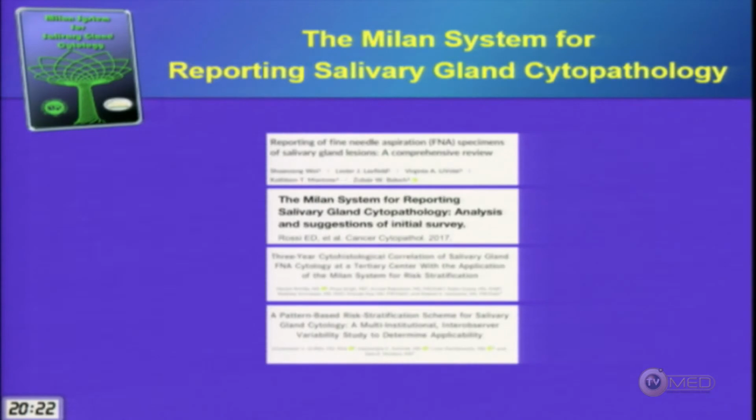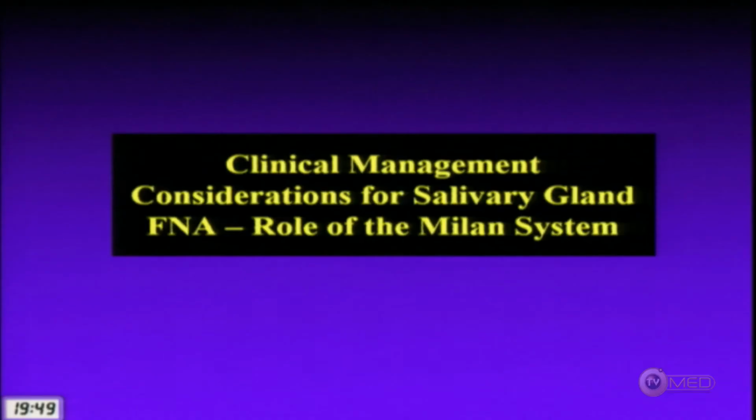Now, I just wanted to mention these are just four examples of articles that have already been published on the Milan system, and actually there are about 12 to 15 articles now that have either been accepted or published dealing with the Milan system, and there's a lot of research going on in this area. For those of you who are interested in research, I invite you to try to collaborate with people who are doing some of this salivary gland research, because again, we want this to be an international effort.